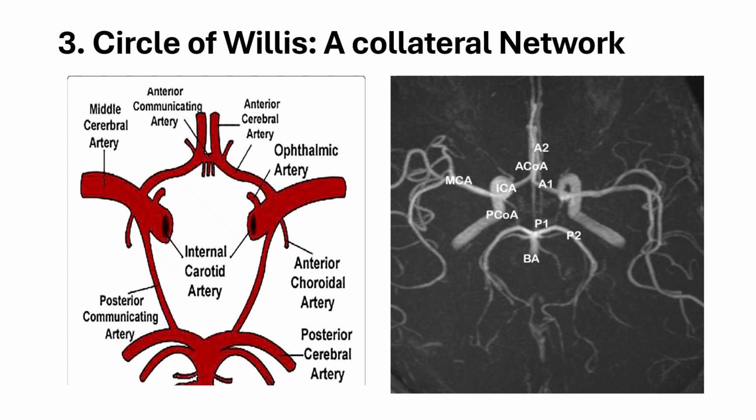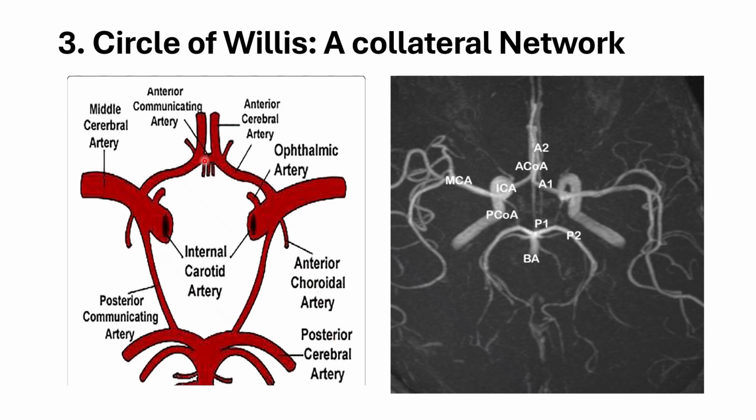It is a collateral network of vessels, an arterial anastomosis at the base of the brain, formed by the A1 segment of the ACA, the ACOM, the terminal ICA, the M1 segment of the MCA, the P1 segment of the PCA, and the PCOM. So this forms a hexagonal structure and allows for vital collateral blood flow, potentially compensating for compromised flow in one of the major feeder vessels. We can see that this is the annotated image showing the circle of Willis.